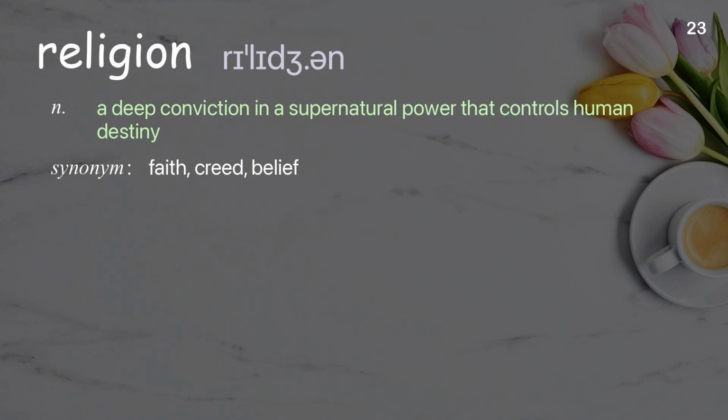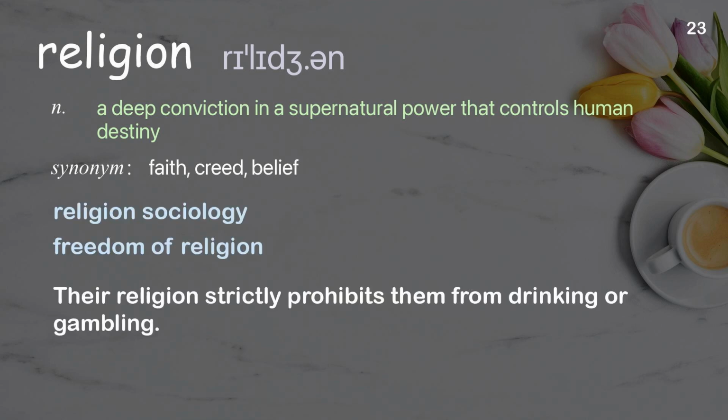Religion. A deep conviction in a supernatural power that controls human destiny. Examples: religion sociology, freedom of religion. Their religion strictly prohibits them from drinking or gambling.